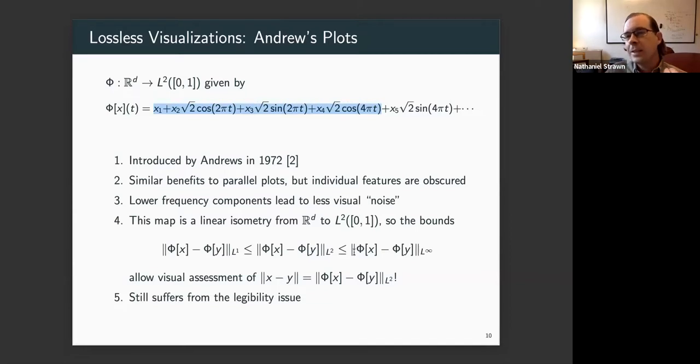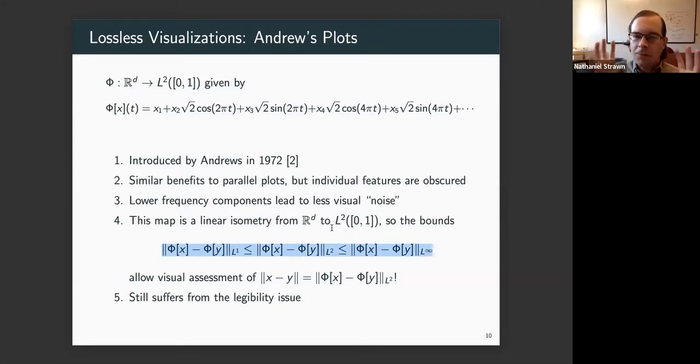The distances that make sense functionally and visually are L1, which is just the net area between those two curves, and L infinity, which is the biggest gap between those two curves. But here's the nice thing: if you have a linear isometry, L1 and L infinity sandwich L2. And so that means that you can do visual comparisons, and they are sensible. They have some sort of sensible content in the original dataset, in the data space.